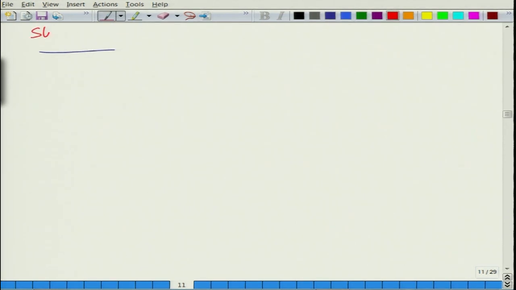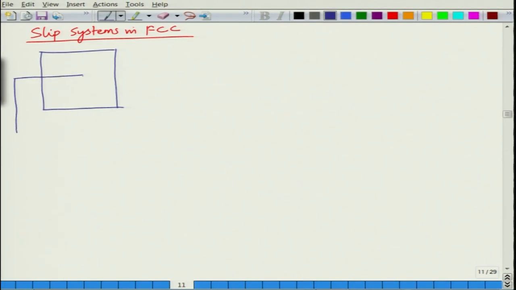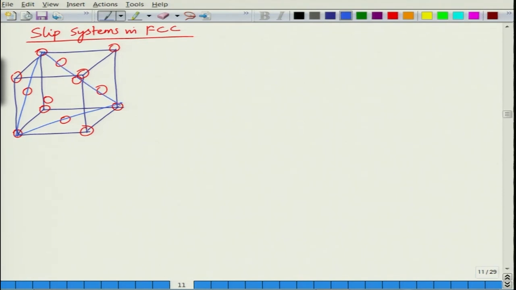Slip systems in FCC. So we have atoms, we do not make them touching, just for the sake of clarity. Now we know that the highest density plane is this plane. So this ABC is the 111 plane. How many 110 type of directions lie in this?